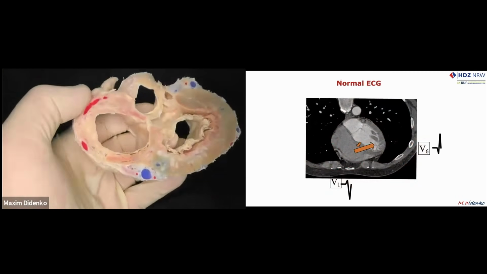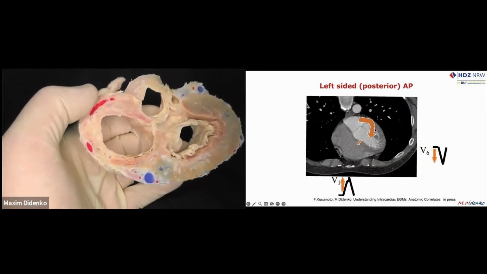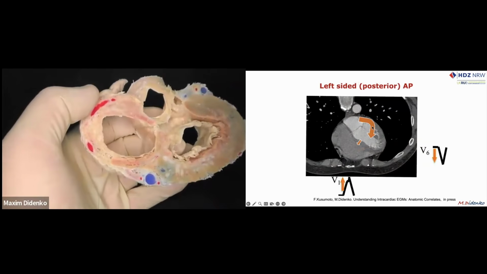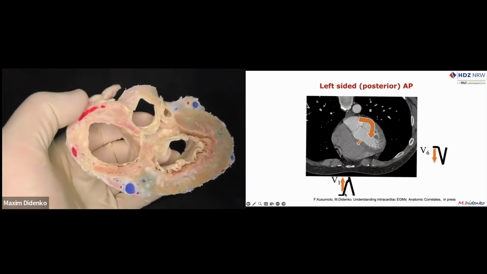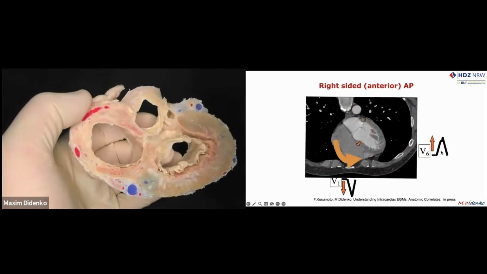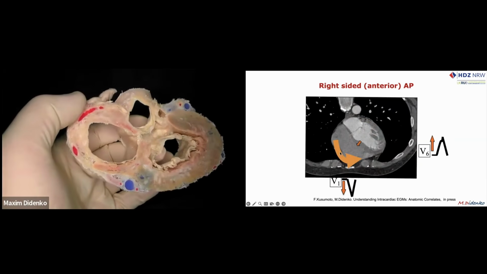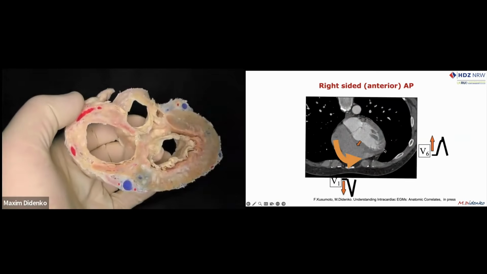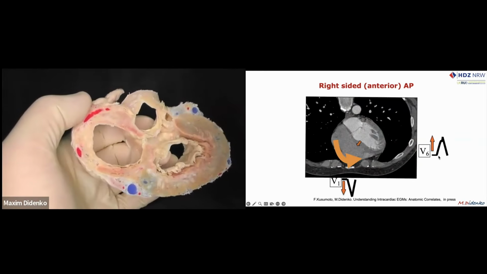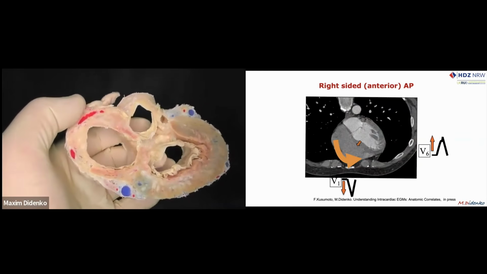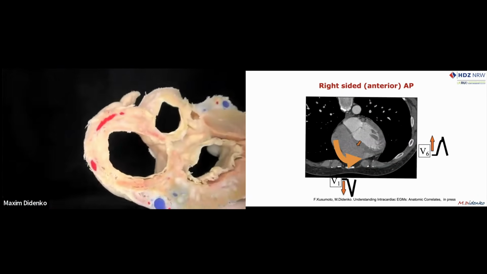Just a couple of words about ECG. We already know the normal ECG. If the patient has a left-sided pathway, and imagine that it's posterior, then we will have a positive delta wave in lead V1 and negative in V6. And for the right-sided, if it's an anterior accessory pathway, then it goes the other way: negative in lead V1 and positive in lead V6. Just to give you some imagination of how we can locate it.